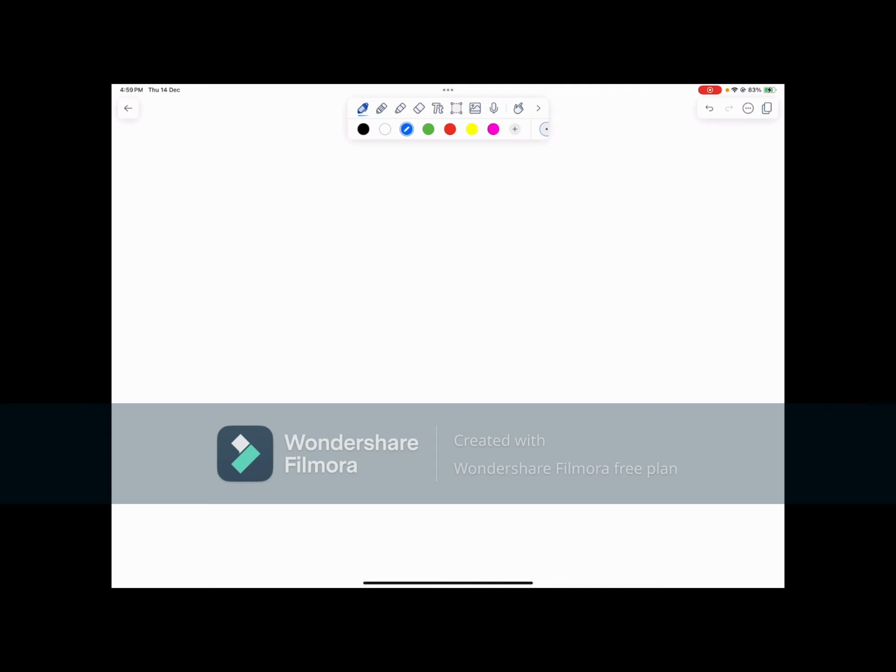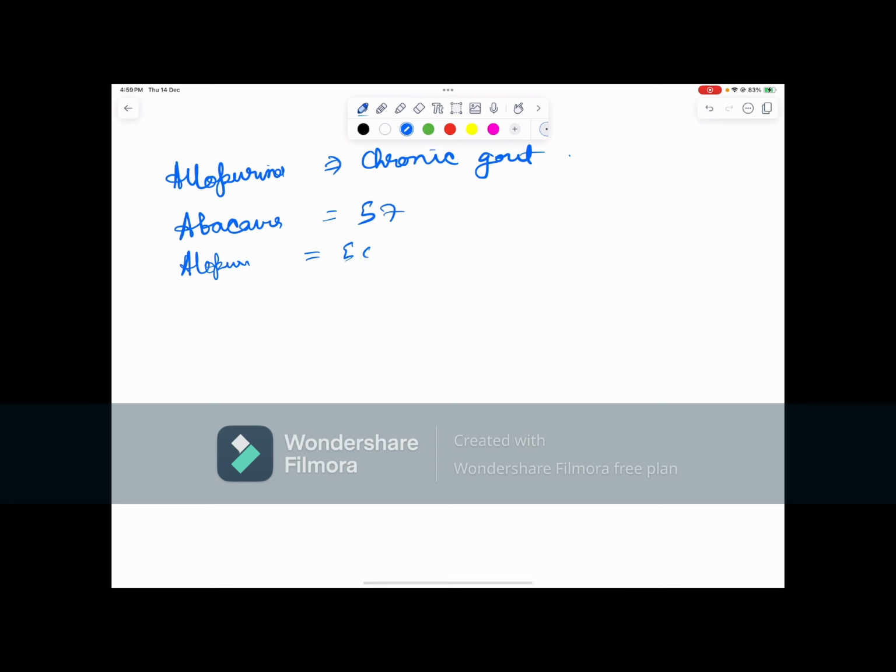You would learn regarding the DMARDs, but what I want to tell you is that allopurinol is only used in chronic gout here, and it is not used in acute gout. Now we come to abacavir. Abacavir is associated with HLA B57 and allopurinol with HLA B58 mutation.